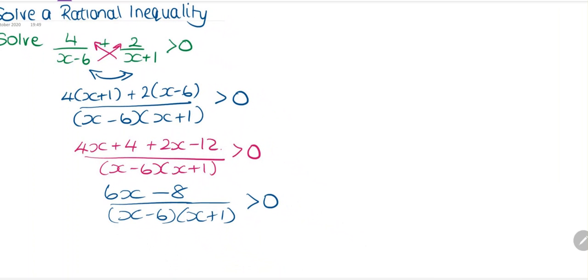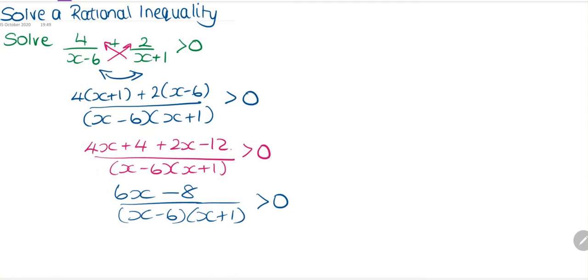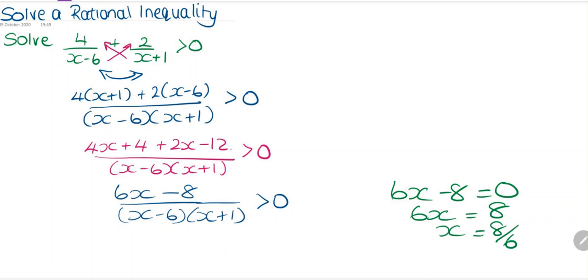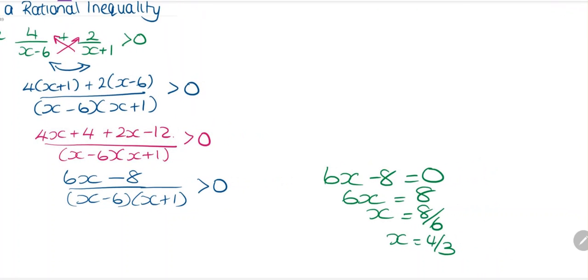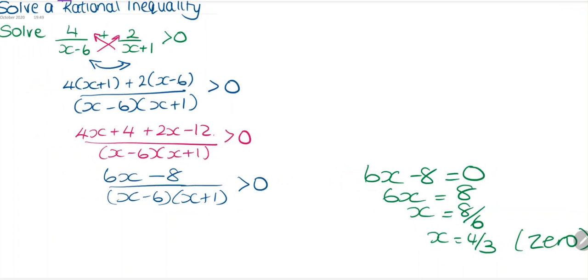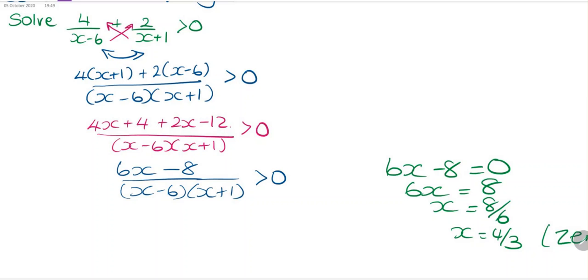So now we look at our possible zeros. On the numerator we have 6x minus 8. I'm going to set that to 0. So adding 8 to both sides, and now we're going to divide by 6. So we've got 8 over 6, and this will simplify to 4 over 3. So this here is 0. So now we're going to look at the denominator.